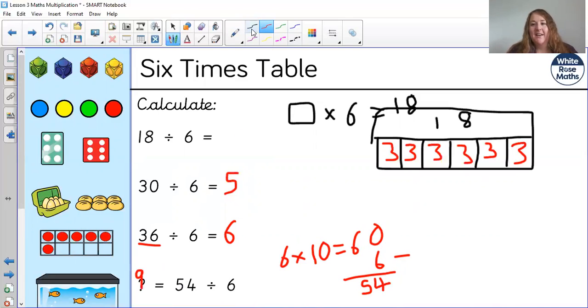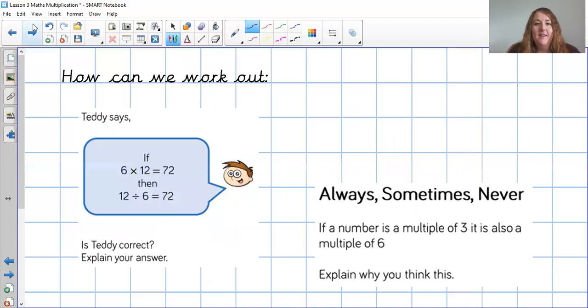Excellent, give yourselves a tick if you got those right. Okay, our problem solving section then. So we have a problem and Teddy says, if 6 times 2 is 72, then 12 divided by 6 is 72. Is Teddy correct? Explain your answer. So I think you'll be pretty good at having a go at that one now, because we've spoken about it having to be the right way around.